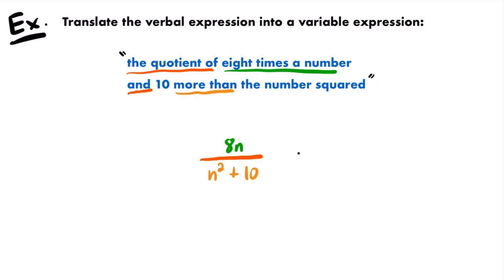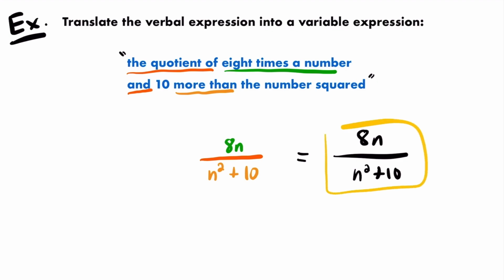Okay, so just to rewrite it as one color here, 8n divided by n squared plus 10 is our final answer, and so I'll box it in. Okay, and so with that, that is it for this example.